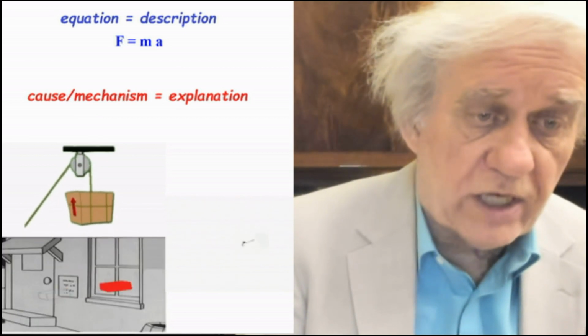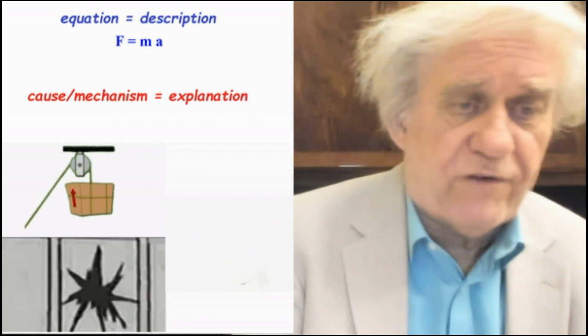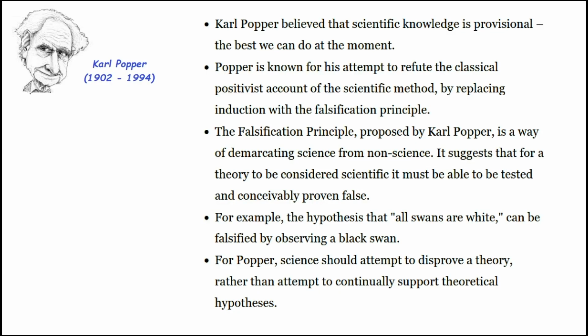And as far as falsification, we don't falsify anything in science, but here's Mr. Popper's synthesis. Okay, this is what Popper believed in. This is what he proposed for science. Okay, and Popper says he believed that scientific knowledge is provisional, that it's an ongoing process.